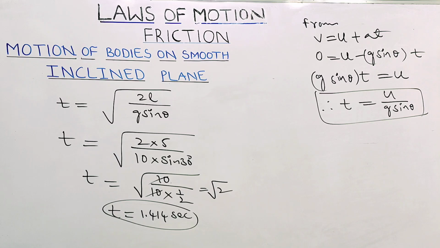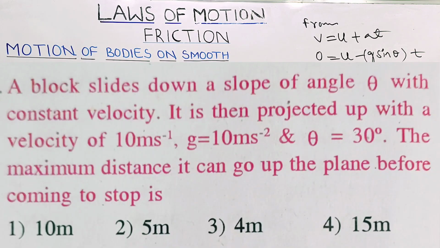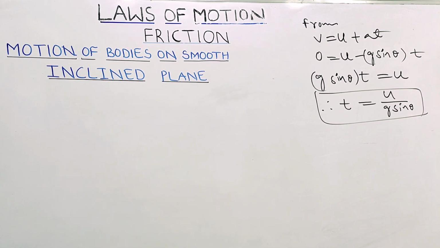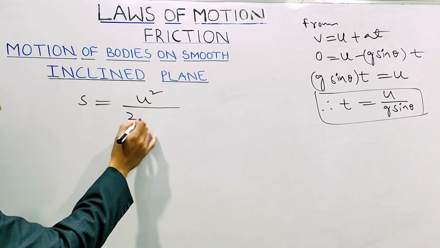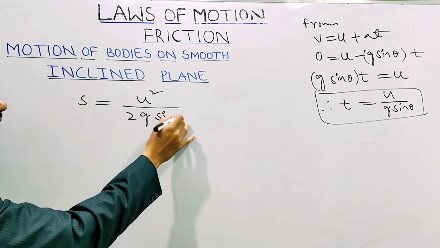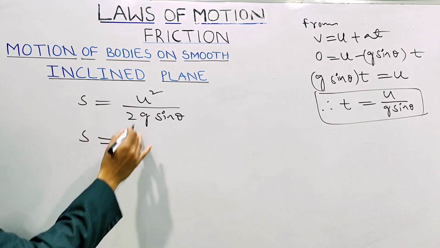Okay, next problem. A block slides down a slope of angle theta with constant velocity. It is then projected up with velocity 10 meter per second, g value 10 meter per second square, theta equal to 30 degrees. The maximum distance it can go up the plane before coming to a stop. So here this is a smooth inclined plane only. They are asking the stopping distance before coming to rest. For a smooth inclined plane we just took the formula: s equals u square by 2g sin theta.